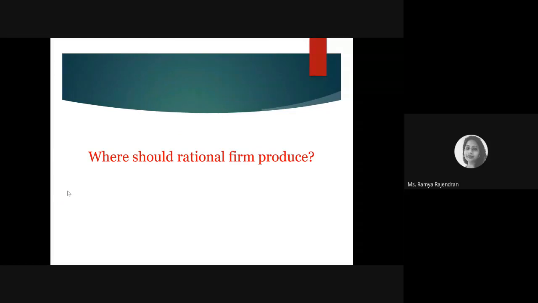Okay, so where should a rational firm produce? Whether they should be producing in stage one, stage two, or stage three. I mean, how do they determine the input factors? So let's see.